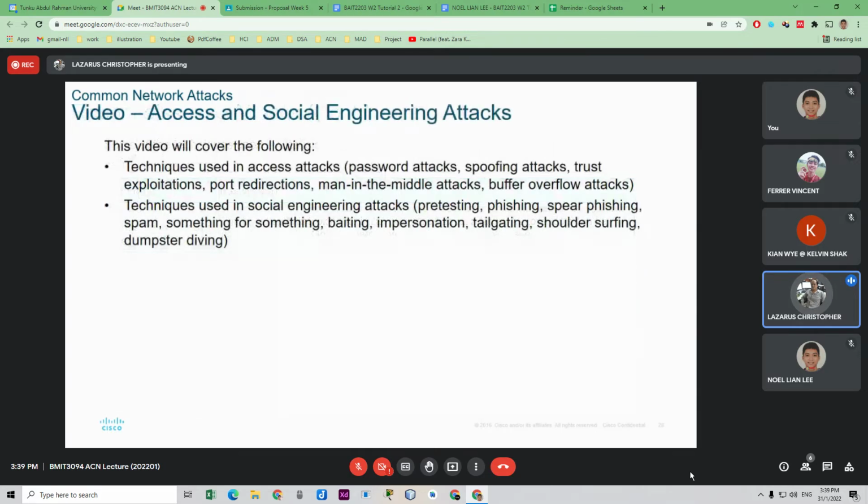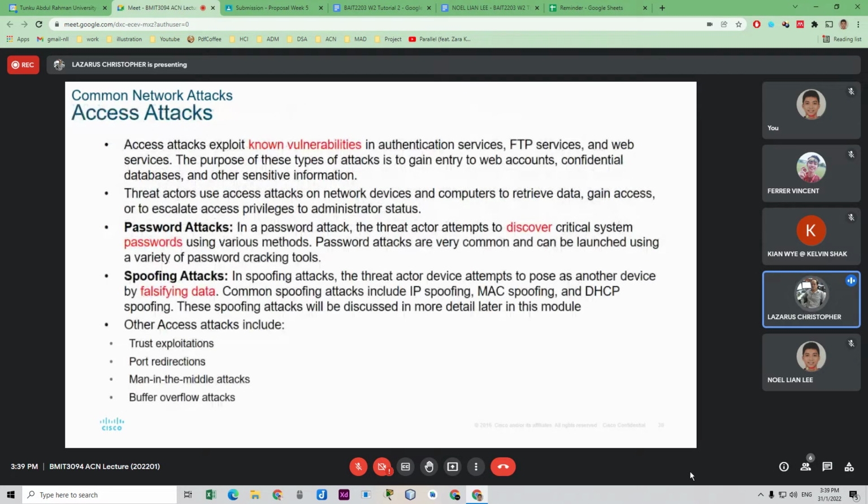But there's another type of attack, which is access and social engineering attacks. Social engineering attacks the human person. Remember, human beings are also an asset of the organization, and they can also be targeted in an attack, right? So what is an access attack? Access attack means you are not authorized to access a certain resource, certain service, certain host. Then I want to attack that point of entry so that I can gain access, right?